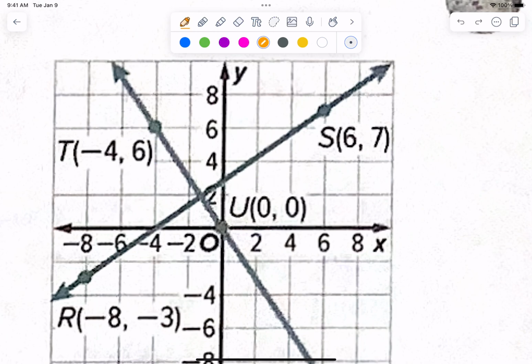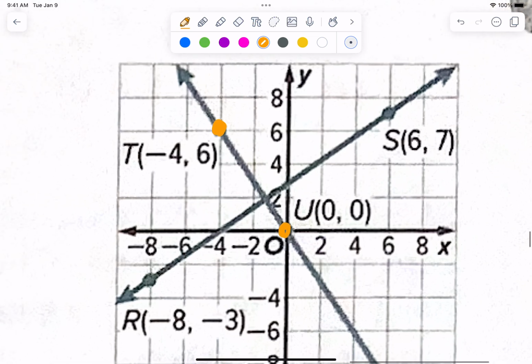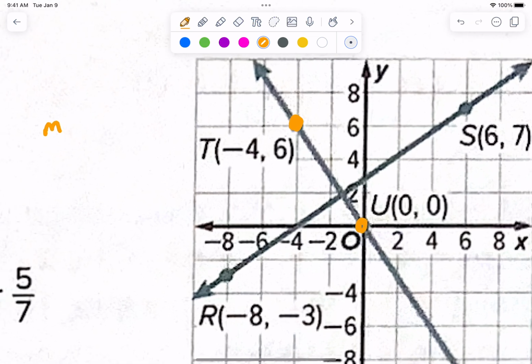Here's what I'm going to do. I'm going to pick this dot and this dot, and I'm going to find the m by just counting. This is m of TU. He is going down 3 blocks and over 2 blocks. It'll be negative, so -3 over 2. That's what his slope is.